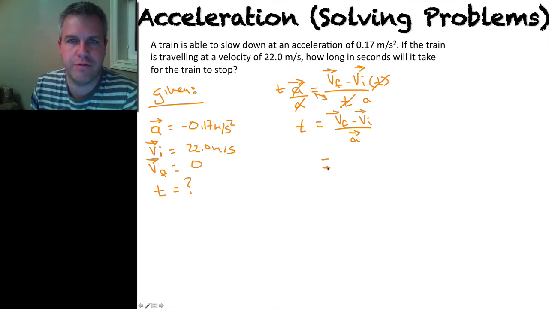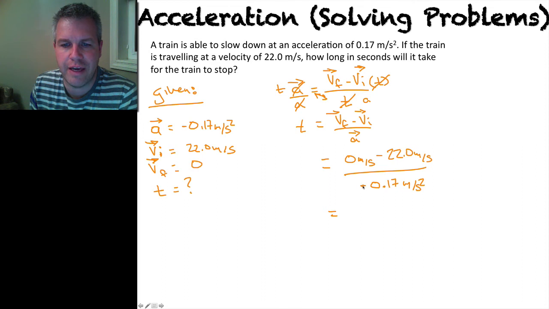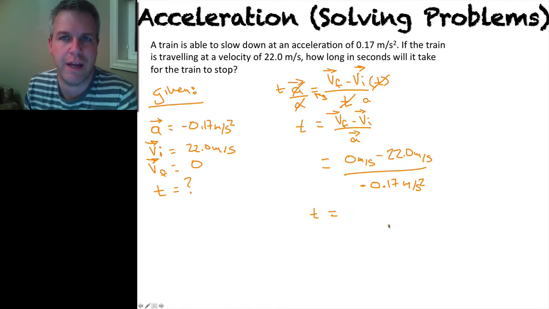Let's put in our information and solve the equation. So our final velocity is 0 meters per second minus my initial velocity, which was 22.0 meters per second, and I'm going to put that over my acceleration, which is again negative 0.17 meters per second squared. Now this is really important, putting the acceleration in as negative. Otherwise, if I don't have a negative divided by a negative, I'm going to end up with a negative for my time, and of course we can't have a negative time.